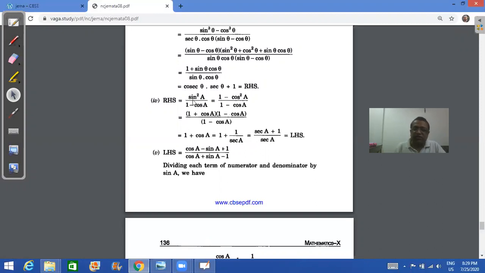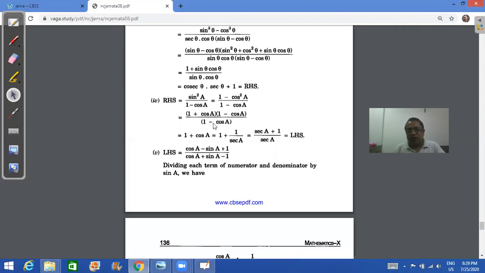Now this is the RHS, sine square a upon 1 minus cos a, right? Now we have used the identity that sine square a is 1 minus cos square a. So it's already in sine cos, so I'm using an identity to convert into cos. Now this is an algebraic identity in the form of a square minus b square. So I've written it in the form of (a plus b)(a minus b). So 1 plus cos a into 1 minus cos a, right? And the denominator is 1 minus cos a as it is.